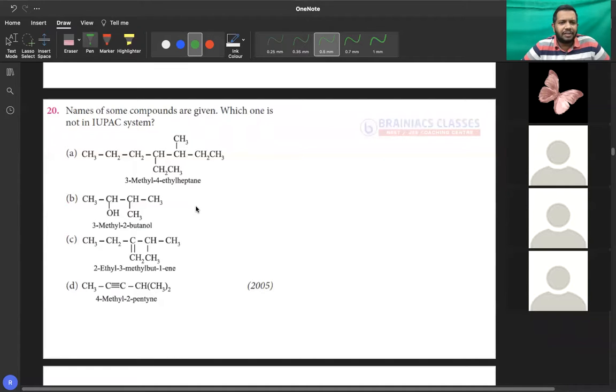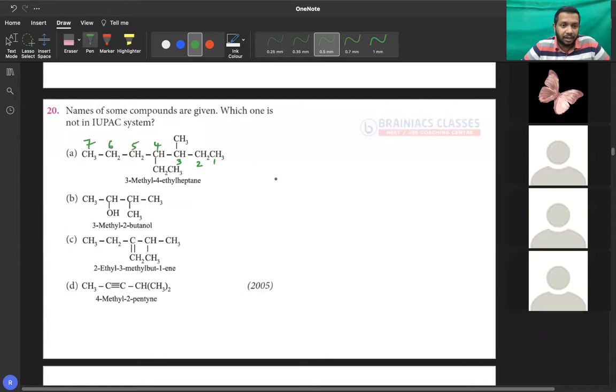So we can even analyze it without redrawing it. Let's check it in that way. If I am checking this carbon atom, I know the longest chain is this one. So let me number it: this is 1, 2, 3, 4, 5, 6, and this is 7. So I can say at the third position you have methyl and at the fourth position you have ethyl.